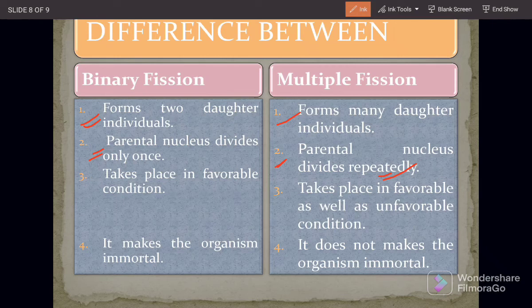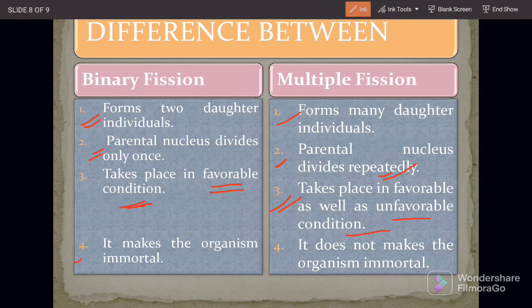Third point: binary fission takes place in favorable conditions. It is very important. Only when a favorable condition is present in the environment does binary fission take place. But multiple fission takes place in favorable as well as unfavorable conditions. This is the advantage of multiple fission. Binary fission has less advantage, because in nature favorable and unfavorable conditions are both present, not always favorable. So multiple fission has a good advantage for reproduction.